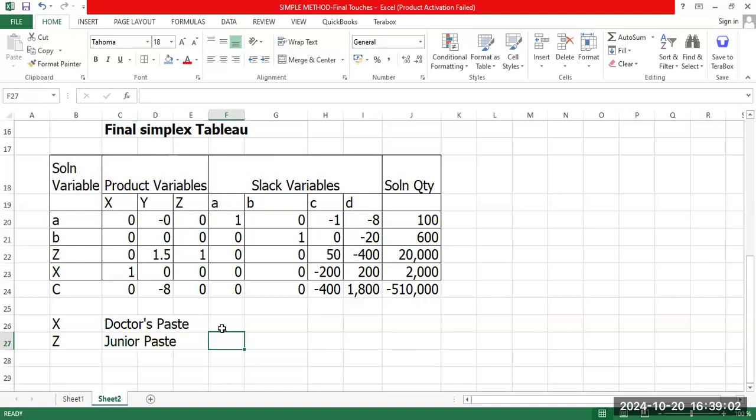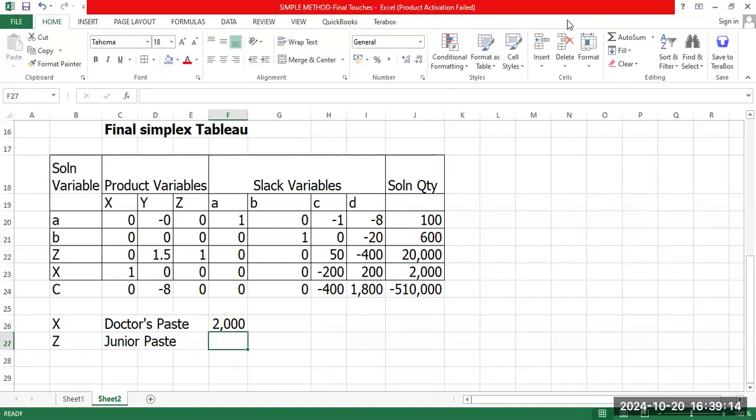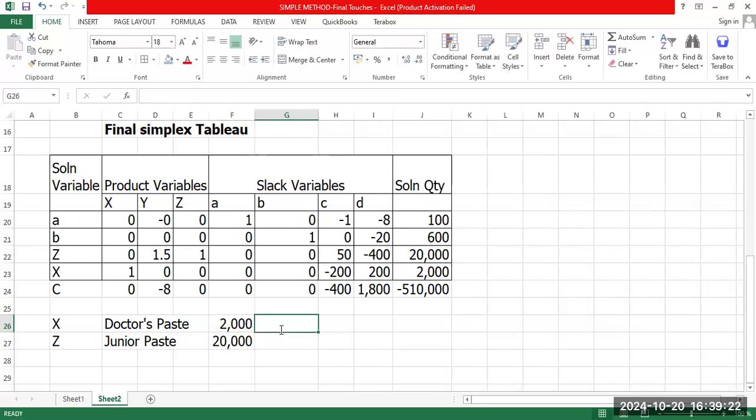And the company actually needed to produce how many grams for X? 2,000. Then Z, how many grams? 20,000. These are grams, okay?